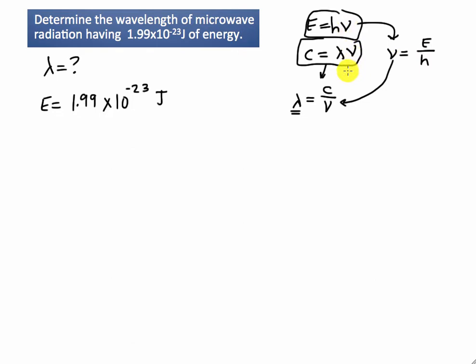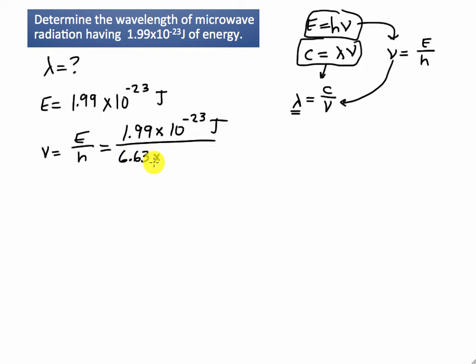All right, so first thing to do is to solve for frequency using the equation I just derived over there to the right. E is the energy, 1.99 times 10 to the minus 23rd joules, over Planck's constant, which is 6.63 times 10 to the minus 34 joule seconds.